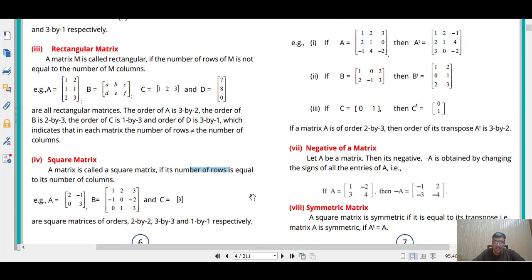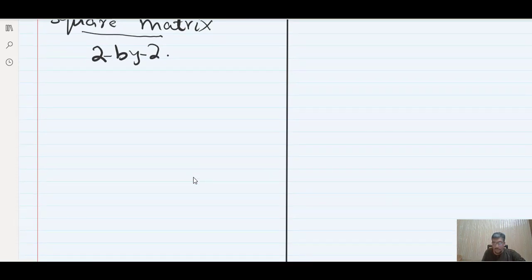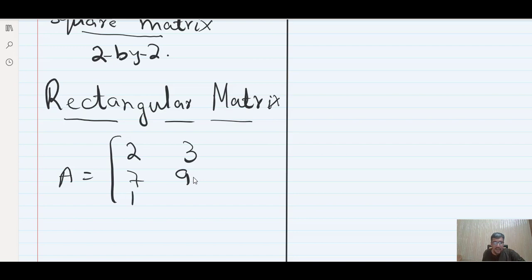So now what is rectangular matrix? A matrix is called rectangular if the number of rows is not equal to the number of columns. So here an example is given. Let's go to the board and I give one more example there. We are talking about rectangular matrix now. A rectangular matrix is the one, for example, I say A is a matrix in which the entries are 2, 3, 7, 9, 1, 4.